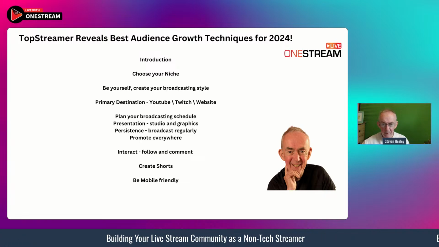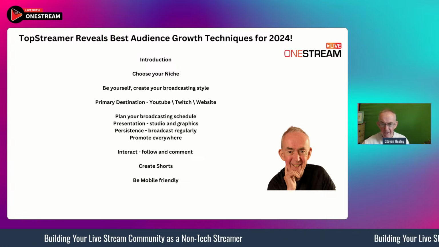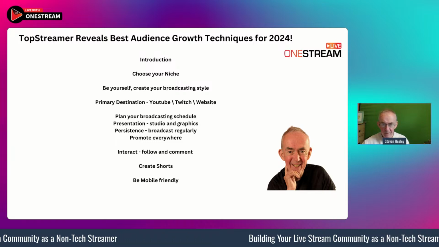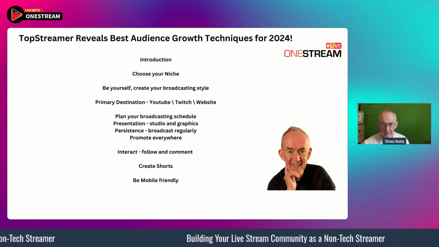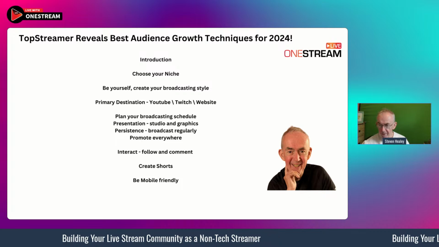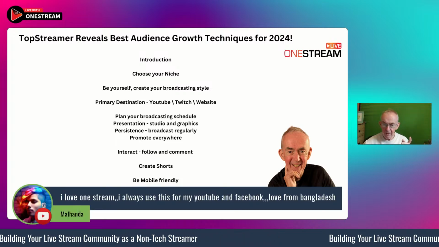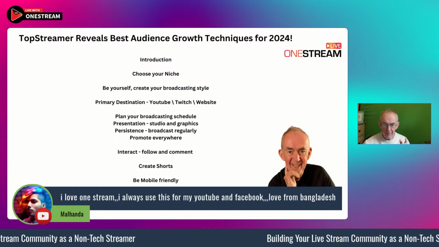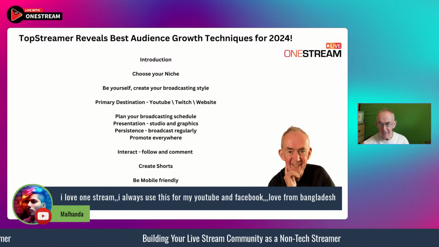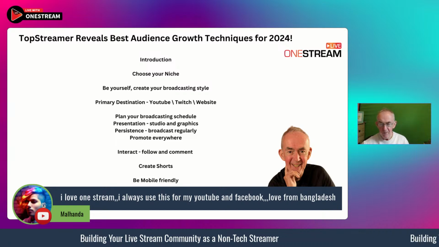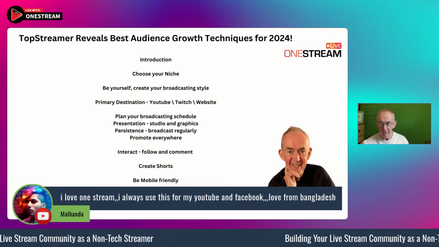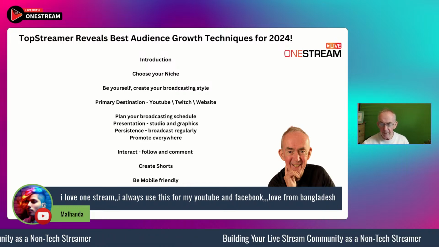Now, then we come to the P's. The first one we mentioned was plan, presentation, persistence, promote everywhere, interact, following, comment, and bring the comments up on screen. If you get a comment during your live broadcast, bring it up on screen, because then people see that people are watching, and it's a virtuous circle. The more comments you can show, the more people see the comments, the more they will come and join you, and they will comment.